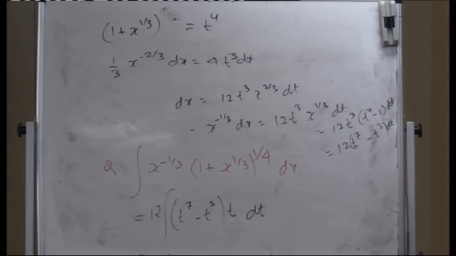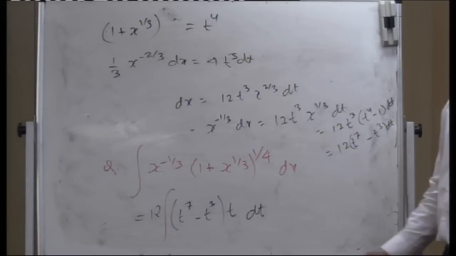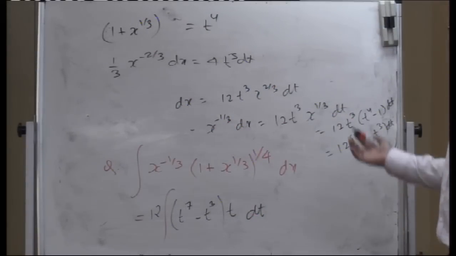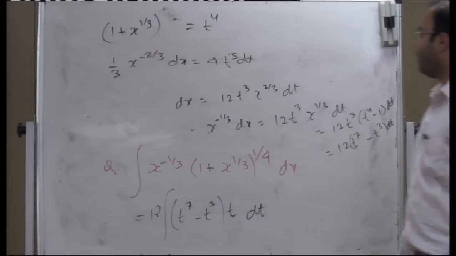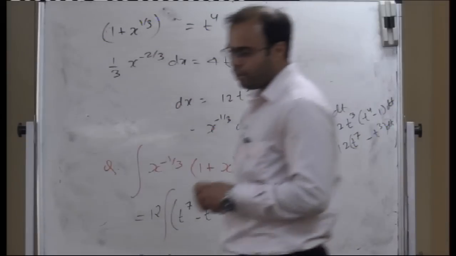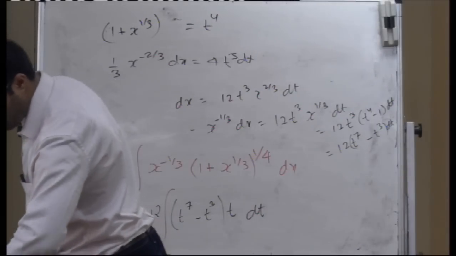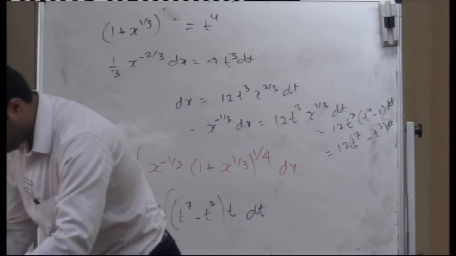Fine. Then you will normally integrate it using x to the power n plus 1 by n plus 1, and substitute back t as 1 plus x to the power 1 by 3 to the power 1 by 4. One more random question we can take.